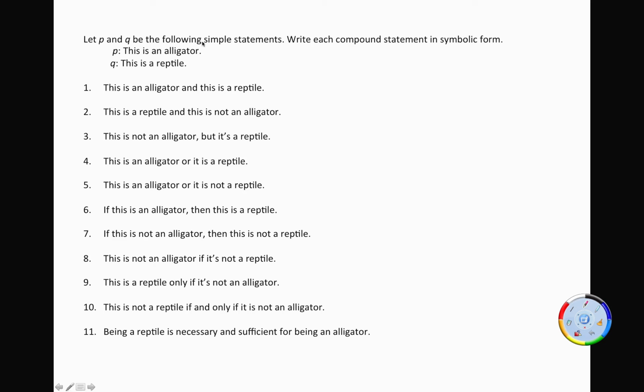Okay, so if P and Q are the following simple statements, P is this is an alligator, and Q is this is a reptile, we're going to write each one in symbolic form. So P represents this is an alligator, and Q represents this is a reptile. So P and Q: this is an alligator, and this is a reptile.